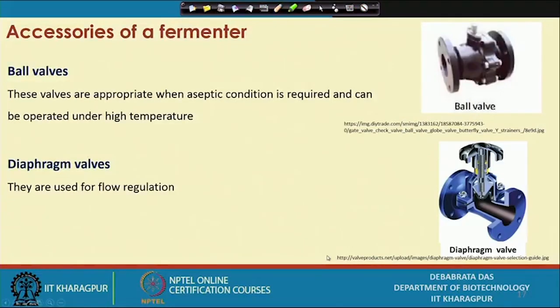Now, this is the ball valve that I was talking about. It is used largely for sampling purposes. When aseptic conditions are required, it can be operated at a high temperature. The diaphragm valve can also be used for sampling purposes.